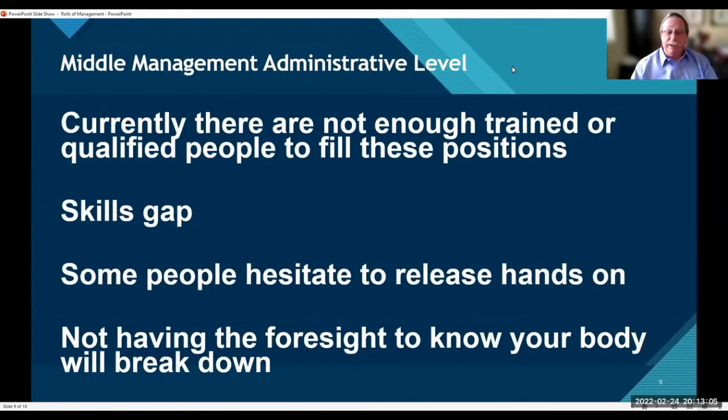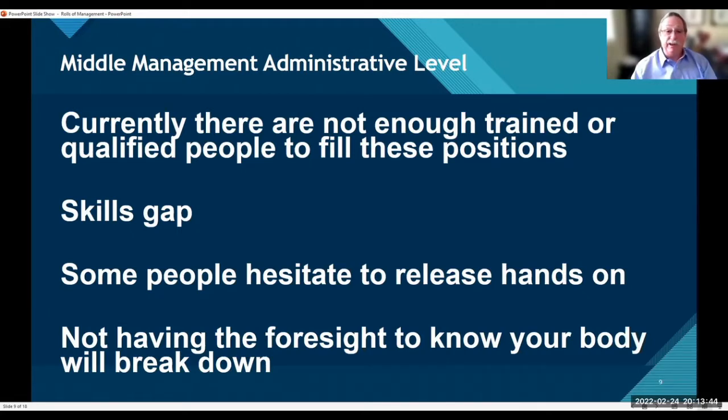Middle management is an administrative level job. And I'm going to spend more time talking about this level of jobs because this is where we just don't have trained people. Currently, there are not enough trained people or qualified people to fill these positions. In the last 2 days, I have interviewed 8 people for one position. This job pays the mid 100s. And to be honest, I can't hire any of these people because they don't understand that this is an administrative position, not a rule enforcer.